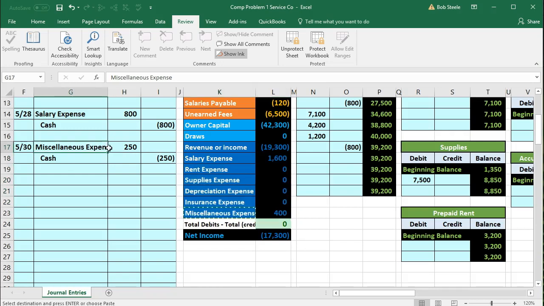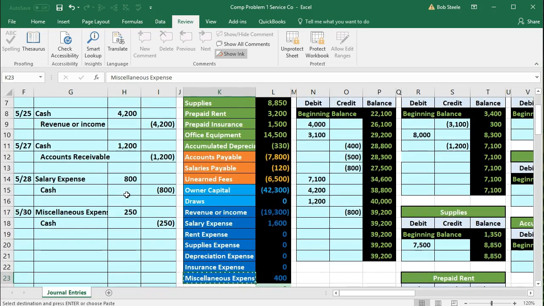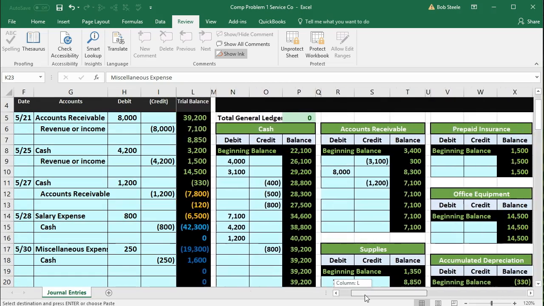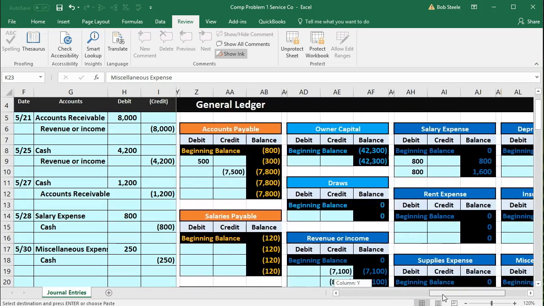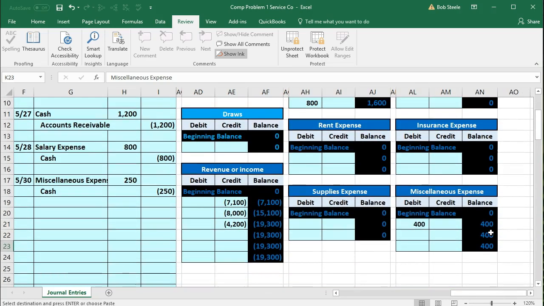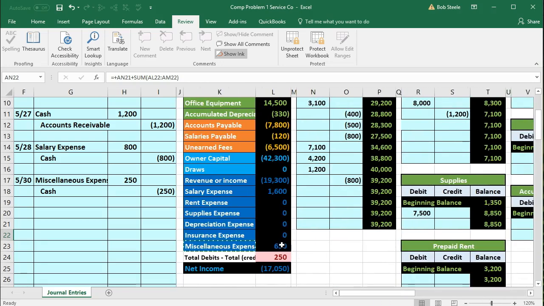And to record this, note that the miscellaneous expense is on the very, very bottom. And therefore, we're going to have to go all the way to the end here. So we're on the general ledger, it goes assets, and then liabilities, then equity, then income, then expenses. And we're way over here on the end in AL22. So we're in miscellaneous expenses on the debit side in cell AL22. That will then equal this 250. So it equals H17. Bringing the $400 balance up by 250 to 650. That same 650 will be found on the trial balance here, 650.